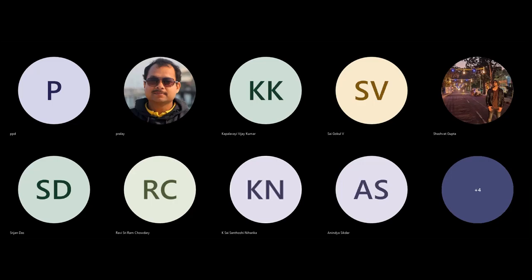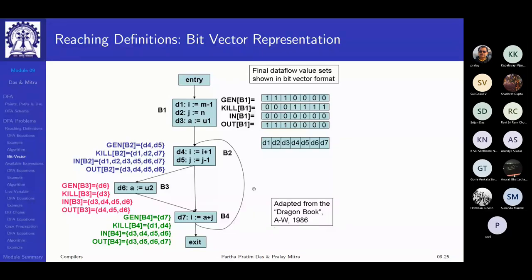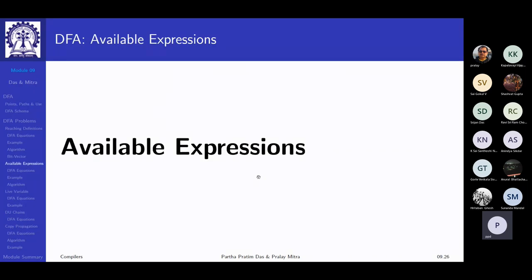Okay, let us continue. So we have gone through the first problem in data flow analysis, that of reaching definitions. Now we'll take a look at a different problem of available expressions, which will be useful in terms of common sub-expression elimination.